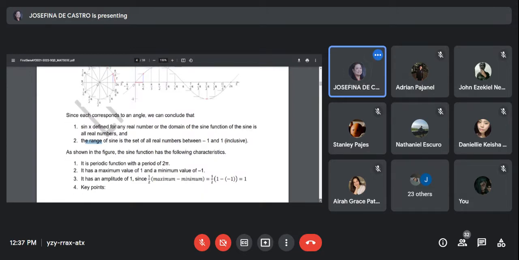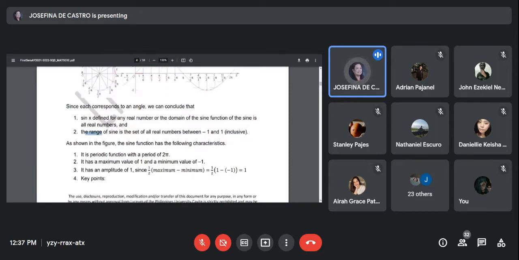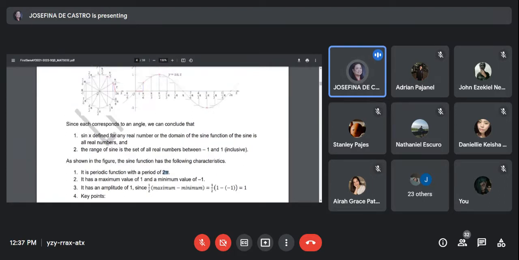Okay po. And ang periodic function natin is 2 pi, na ang ibig sabihin to complete one cycle ay 0 to 2 pi tayo. Ayan. Yan ang isang complete cycle ng sine function. Siya yung basic curve natin. Kaya siya ang graph ng y is equal to sine x.